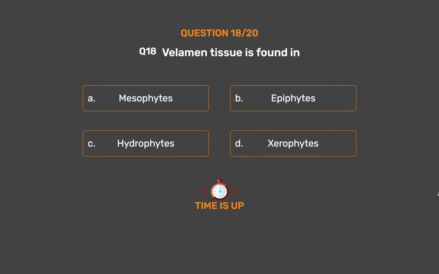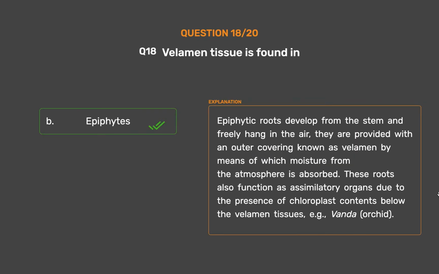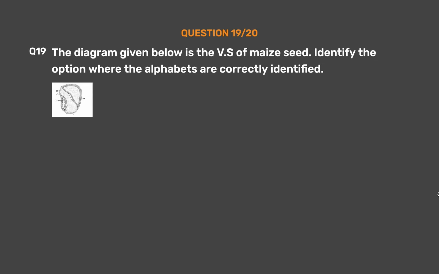The correct answer is option B. Epiphytes. Epiphytic roots develop from the stem and freely hang in the air. They are provided with an outer covering known as velamen by means of which moisture from the atmosphere is absorbed. These roots also function as assimilatory organs due to the presence of chloroplast contents below the velamen tissues. For example, Vanda, orchid.